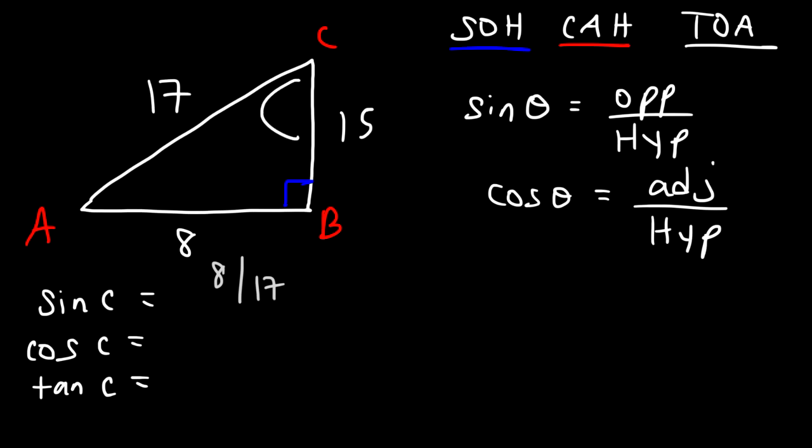Cosine is going to be adjacent, which is 15, divided by the hypotenuse, 17. So it's 15 over 17. Tangent is opposite over adjacent. So opposite to C is 8, adjacent to C is 15. So it's 8 over 15.